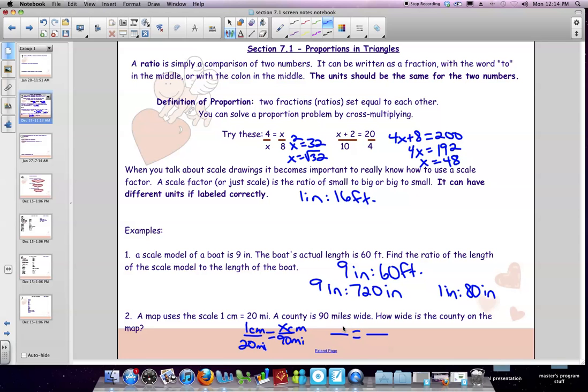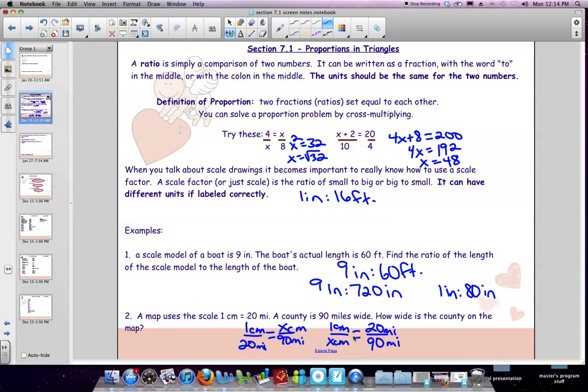You can, however, do this a different way. I've had some people say, well, 1 centimeter over, well, centimeters is what I'm looking for. So I can compare that to 20 miles over 90 miles. Either way would be an appropriate way to set up the problem.